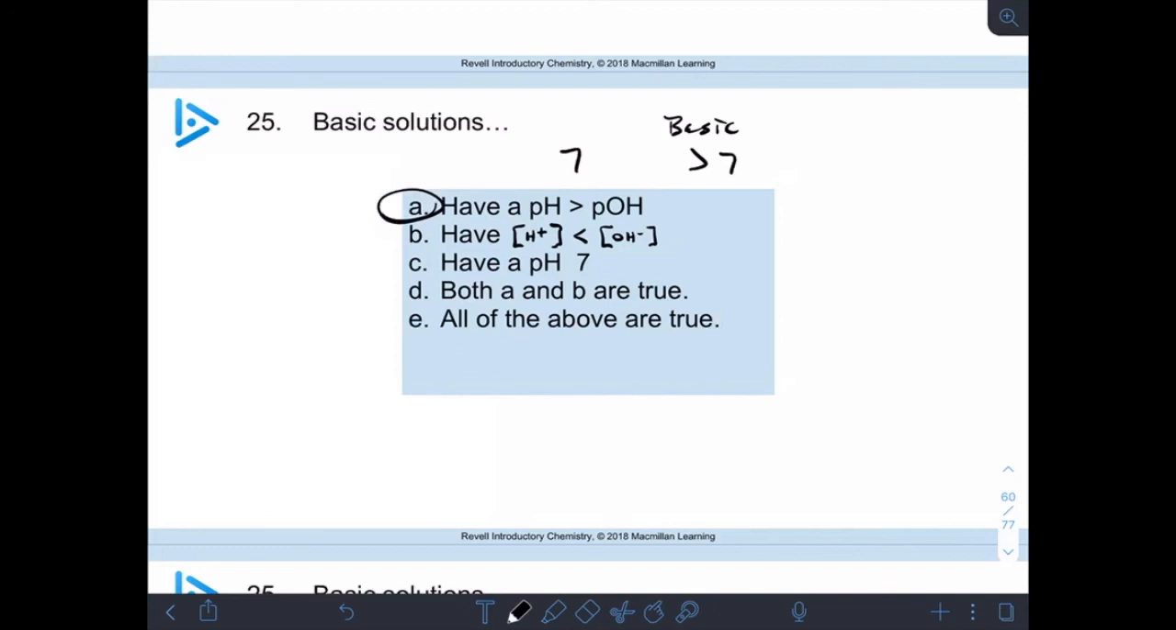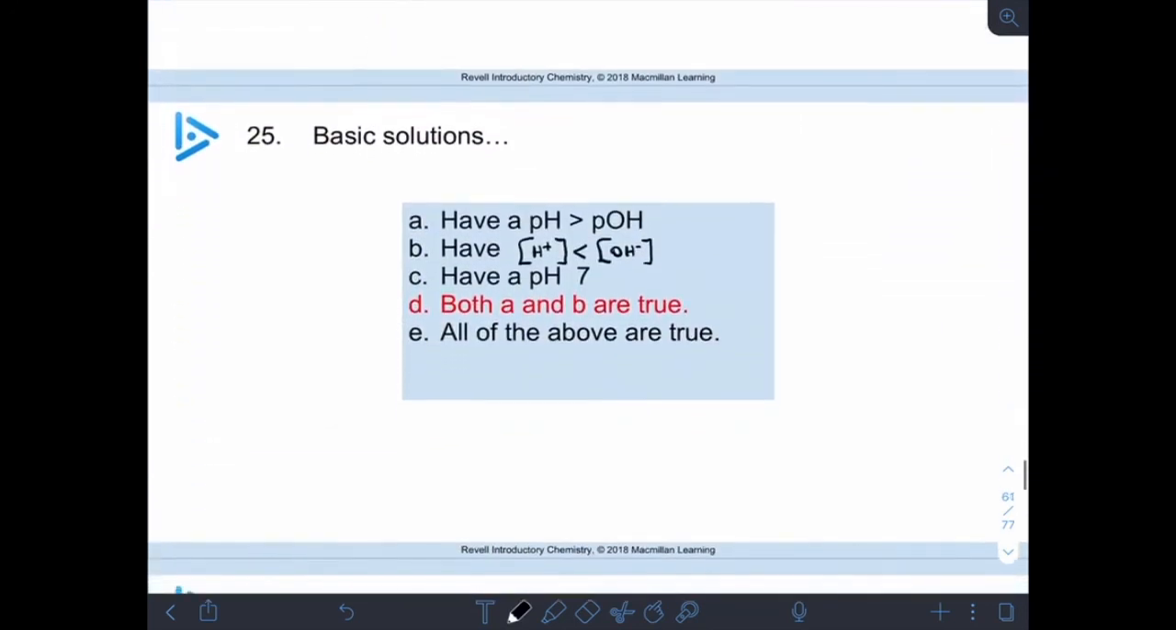And then what about our second answer B? Right? They have an H plus less than the OH. And that will be the case also. pH 7 is neutral. Both A and B are true. That's correct. And all of the above are true, and that's not correct. So in reality, the answer is going to be D. Both A and B are true.